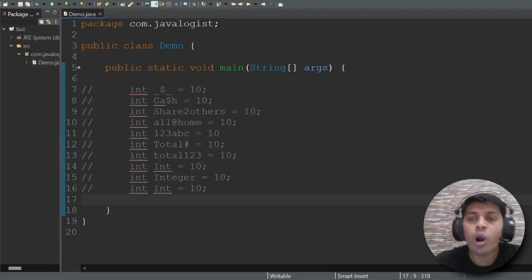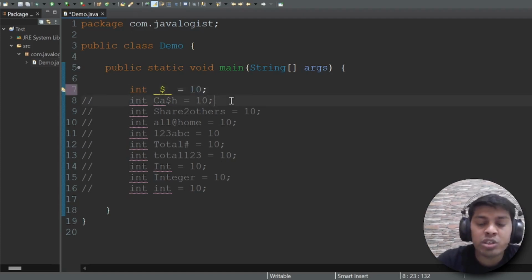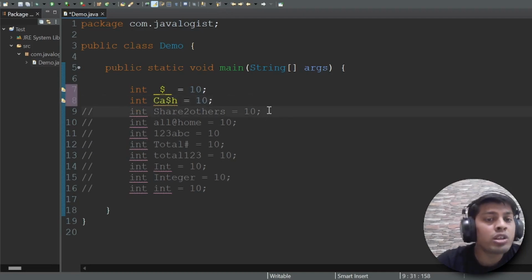Now recollect all the rules related to identifiers and ask yourself which one is valid or invalid. One by one we will see now. This one is valid because identifiers can start with underscore and dollar, both are allowed. This is also allowed. Characters and the dollar symbol are also allowed. This is also allowed because numbers in between characters are allowed, as this follows the rule.